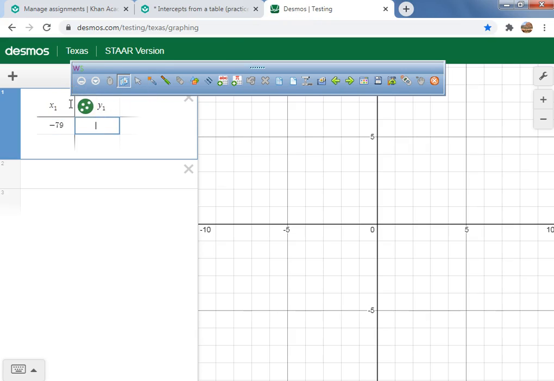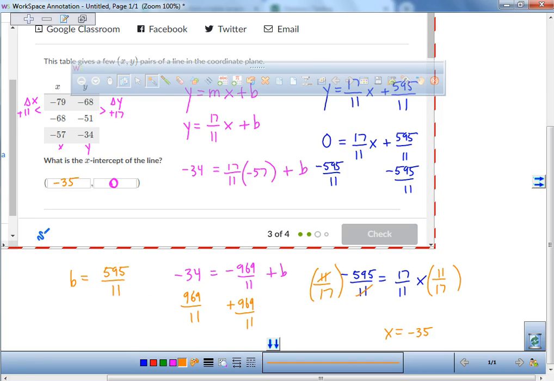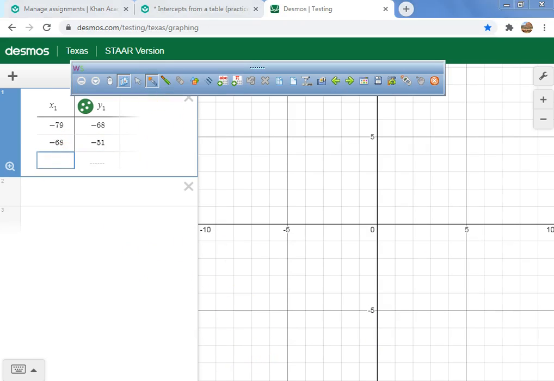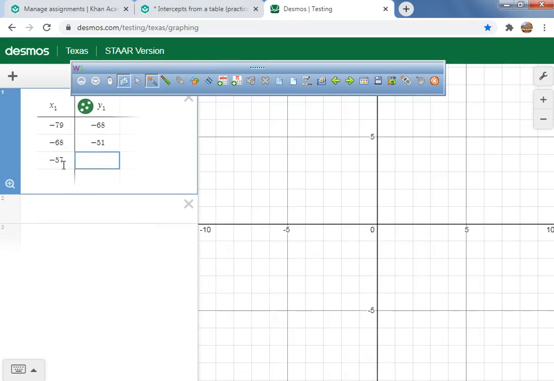Negative 79, negative 68. Then I have, let me look at it again. We got negative 68, negative 51. All right, negative 68, negative 51. And then the last thing that we have is negative 57, negative 34. All right, negative 57 and negative 34.